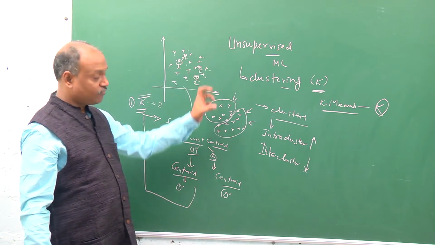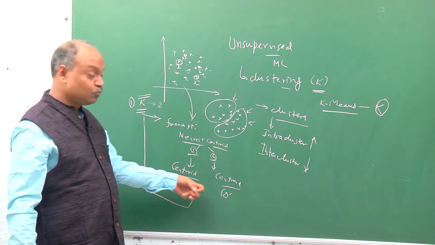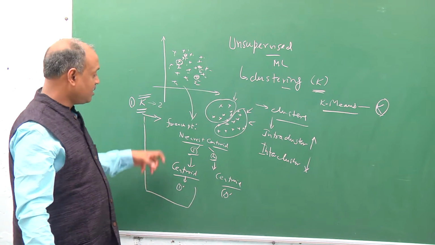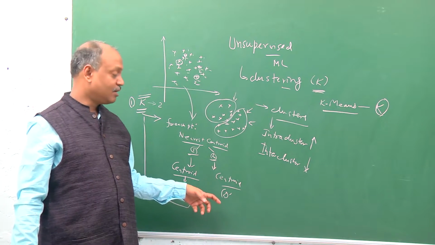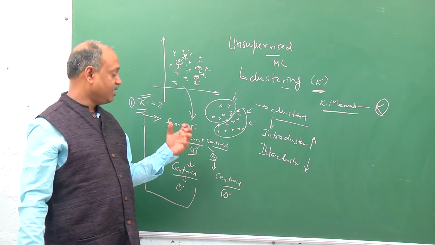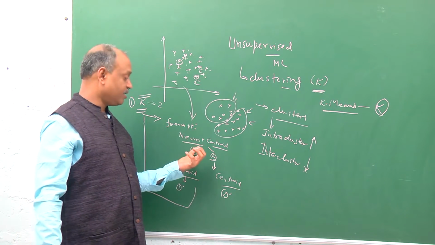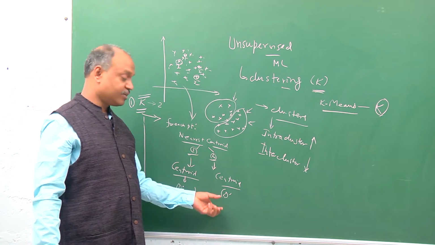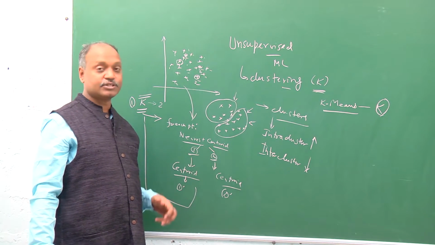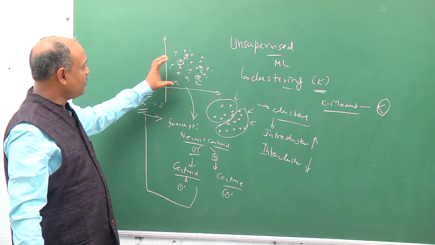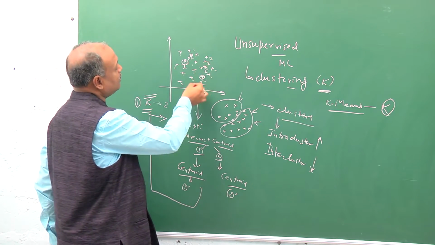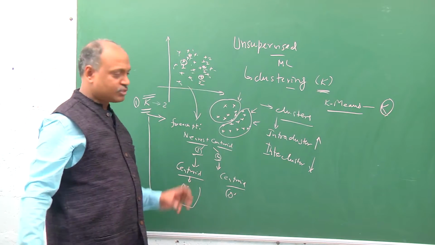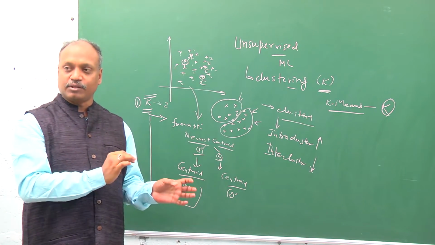Take the original set of all points, take the new centroids 1 dash, 2 dash, and find out which point is nearest to 1 dash or 2 dash. If it is nearer to 1 dash, rename it as cluster 1. If it is nearer to 2 dash, rename it as cluster 2. So now you have probably some rearrangement. This may go into 2, this may go into 2, and this may remain 1. That's fine. So some points will move from one cluster to the other.